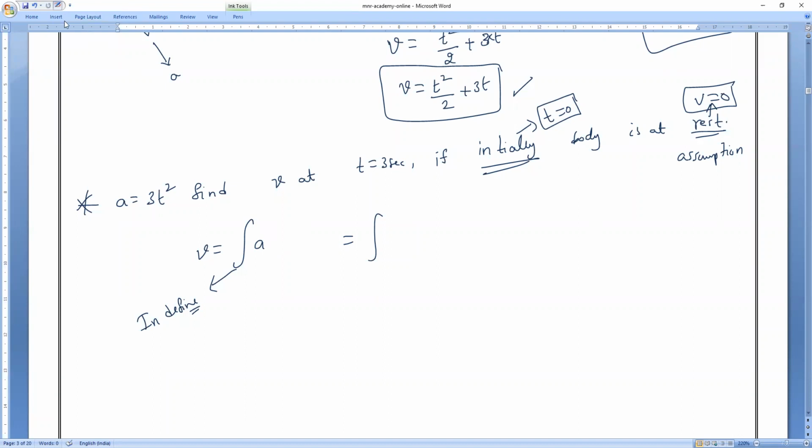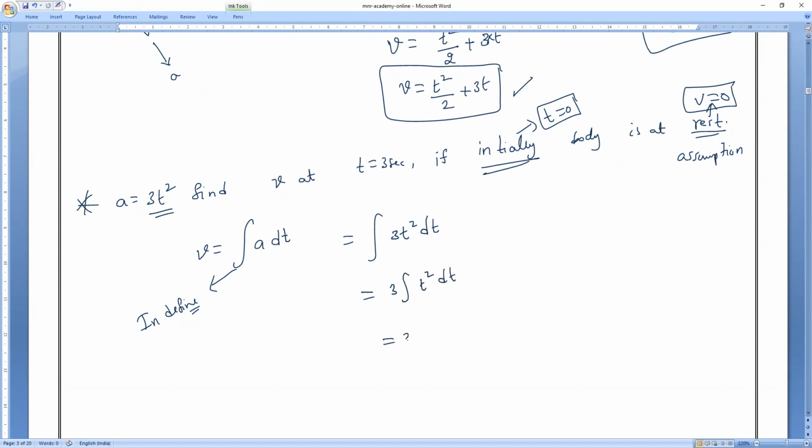What is the value of A, everybody? Integration of A dt. So if I have taken the integration of A, what is that A value, guys? A value is already given as 3t square. So 3t square dt. Is it okay? Yes, sir. Now 3 is a constant, you can bring it outside. So t square dt.